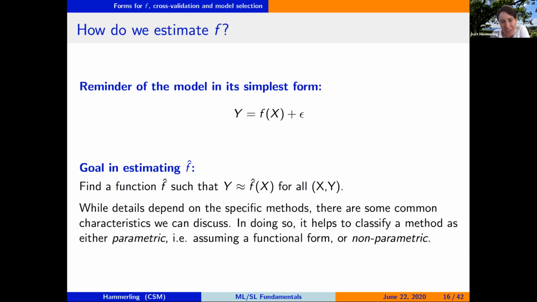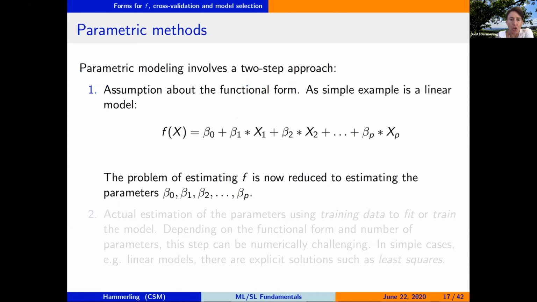Obviously there are literally hundreds of different models we could use for this F here. We cannot possibly talk about all of them, but it's helpful to abstract it away and think about how we can classify these methods on a high level. The first thing we're going to talk about are parametric models, where we assume a specific functional form, or non-parametric models. When we have a parametric model, then we need to use the so-called two-step approach.